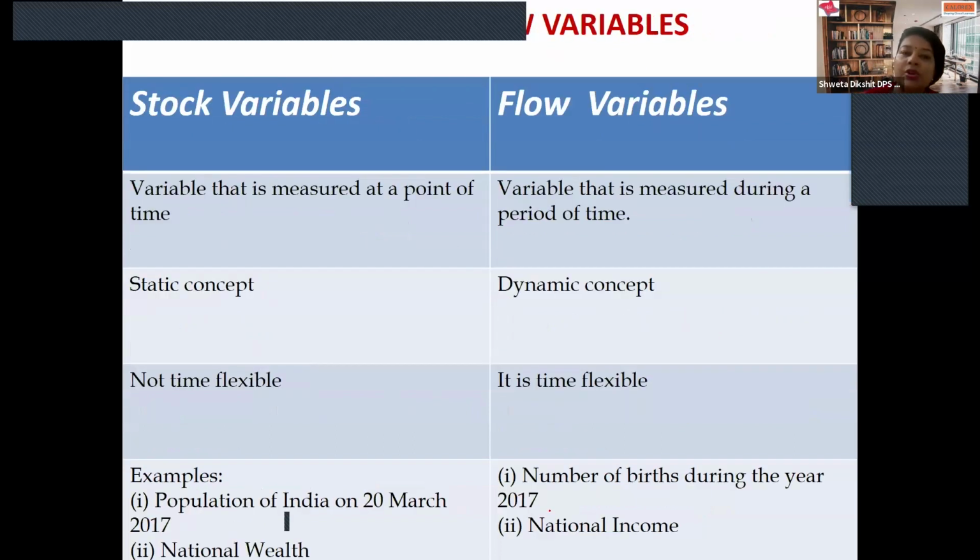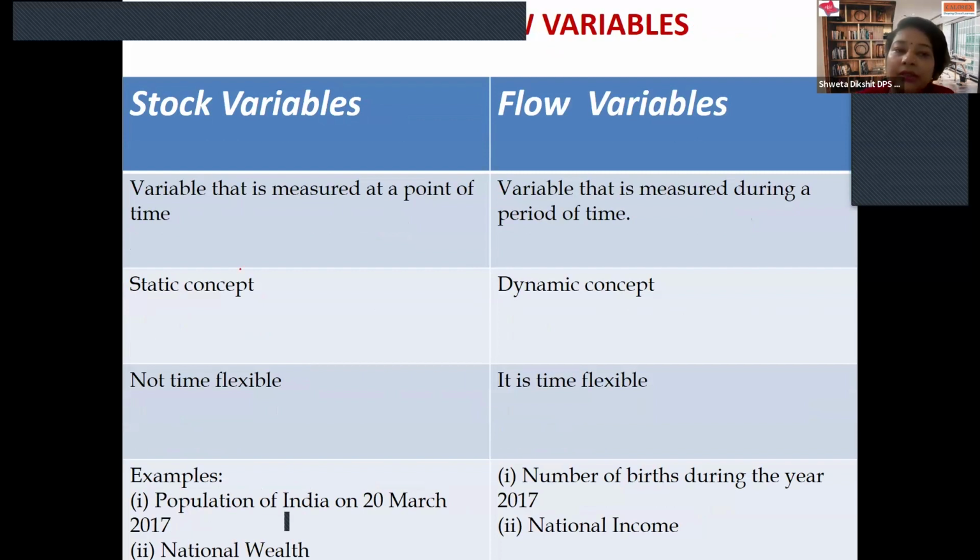The next topic is stock and flow variables. Stock variables and flow variables. That's very simple to understand. They are basically the one markers. They are again the same nature of questions as I just mentioned for the last.